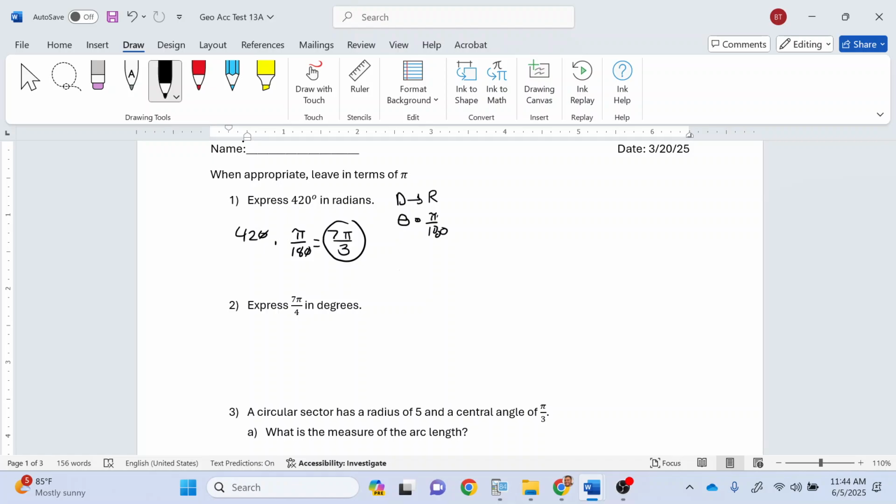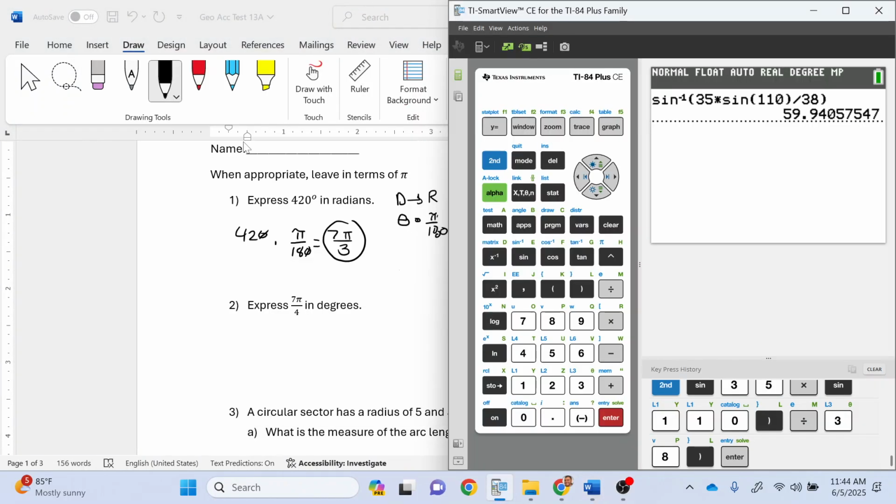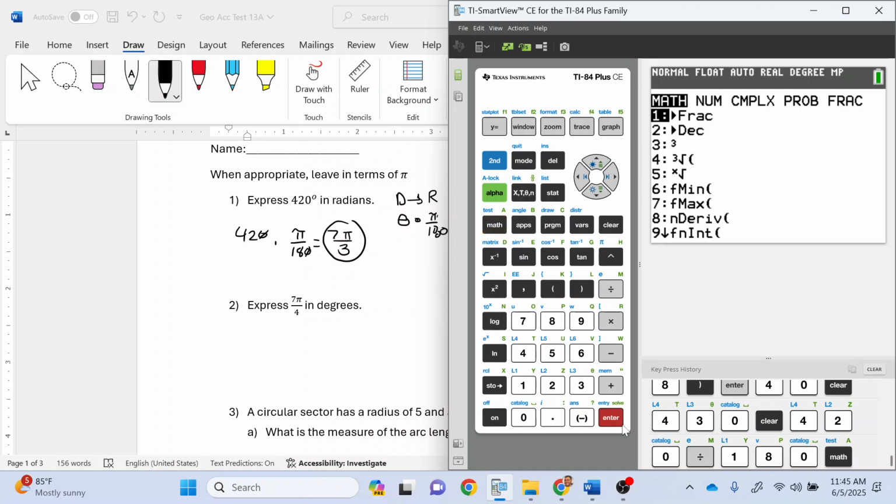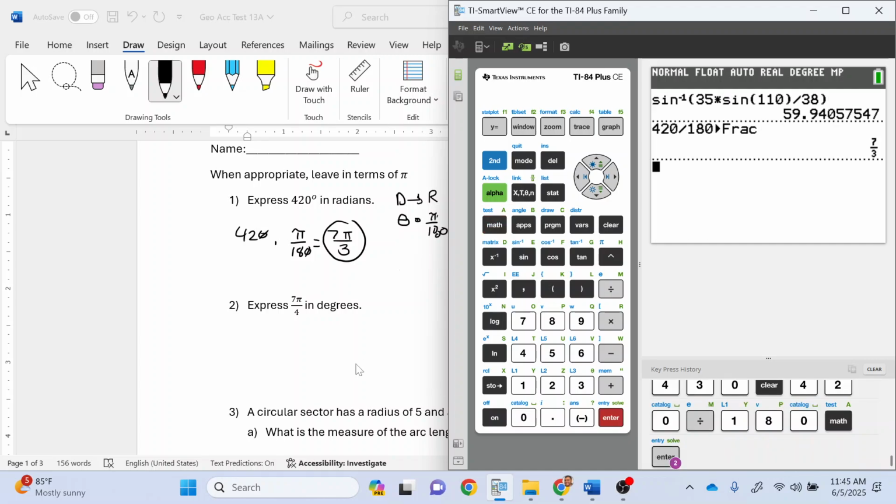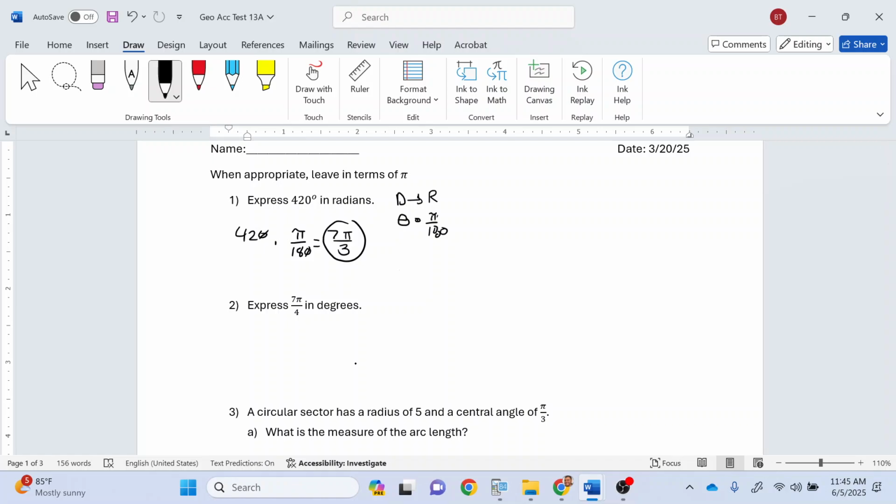Let's say if you didn't know how to do it in your calculator, if you just put 420 divided by 180. What we just did, you do not change the radians. But if you go to math frac and just press enter, that'd be 7 over 3, so that's 7 pi over 3. Same thing here, 7 pi over 4.